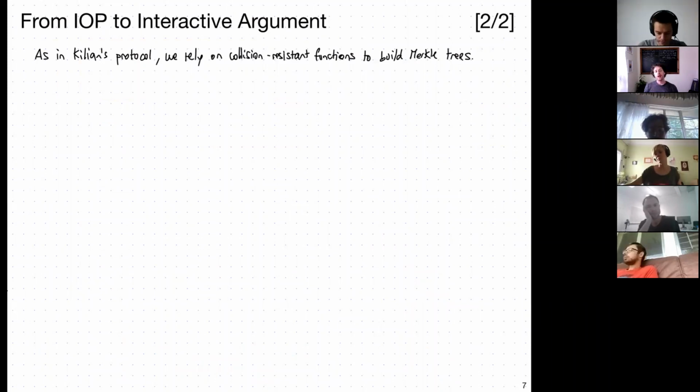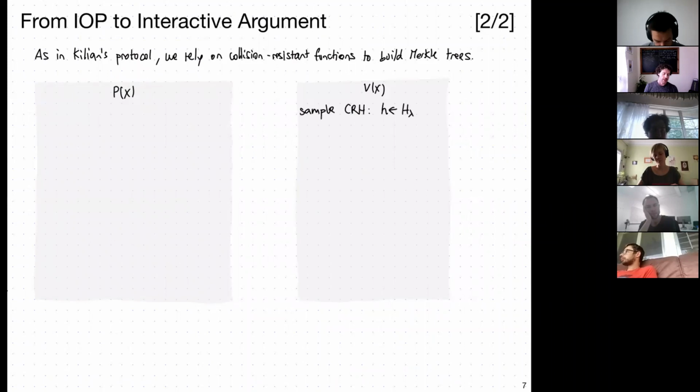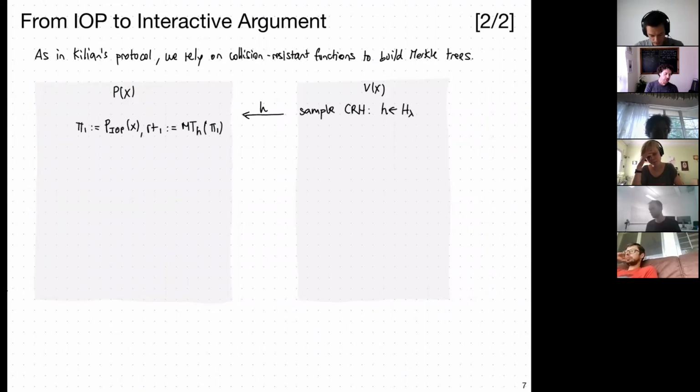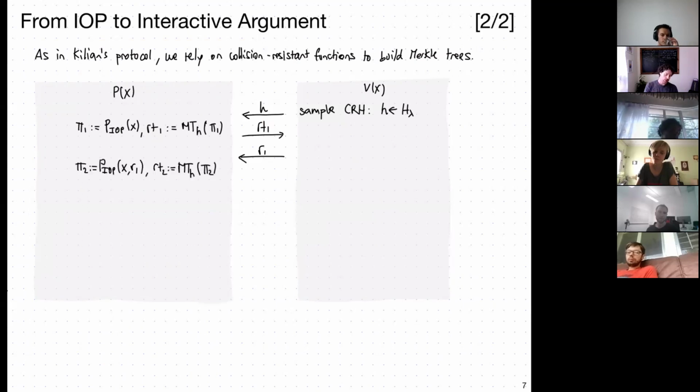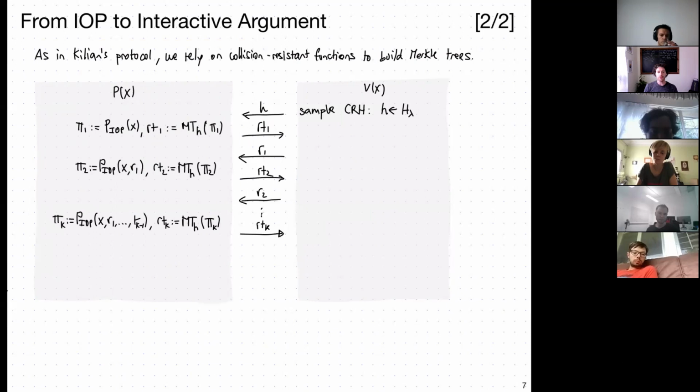As in Kilian's protocol, we'll again use collision resistant functions to build our Merkle trees. Think about your prover and your verifier. The verifier would sample one of these collision resistant hashes and send it to the prover. Now, the prover would start with the first oracle and encode it using the Merkle tree, exactly as before. Then it would send this first commitment. At this point, the verifier would send a piece of randomness, which is the first round of the protocol. The prover would see this randomness, compute an oracle, commit to it using the Merkle tree, and send it again. We'll do this whole game k times, once for each of the rounds.